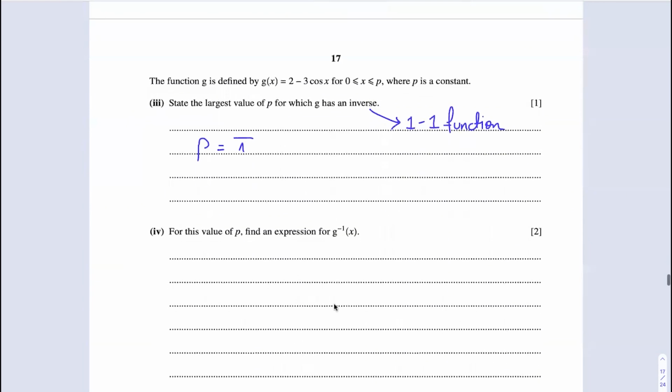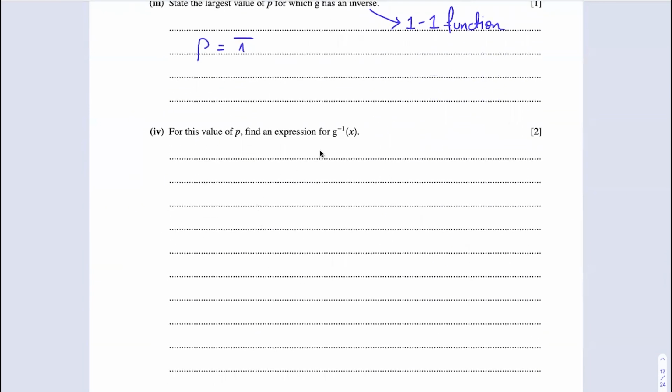In part 4, for this value of p, we have to find an expression for g inverse. So we know that g of x is equal to 2 minus 3 cos x. To find an inverse, first we write y in place of the function g of x. Then we exchange the values of x and y. So this will become x is equal to 2 minus 3 cos y.